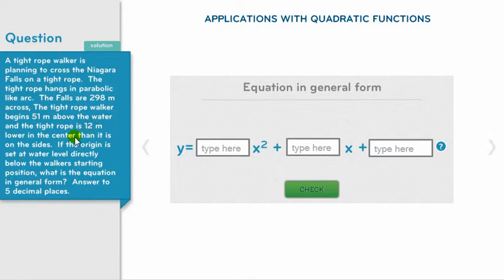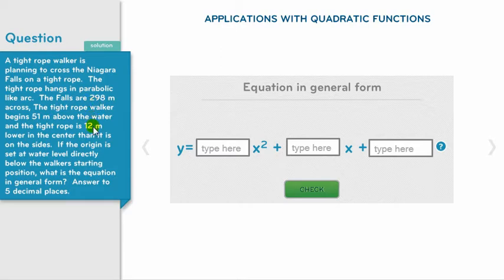The origin for our parabolic arc is set at water level directly below the walker's starting position. We need to make an equation in general form. So the first thing that we're going to do is figure out where our vertex is. So 298 meters across, the halfway point, or the middle point for that, would be 149 meters. So that's going to be the x value for our vertex.